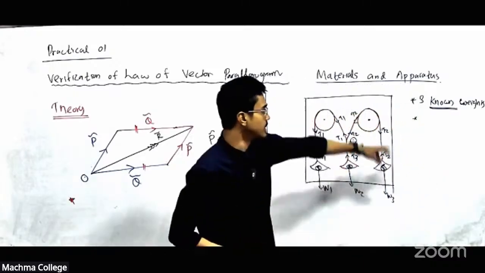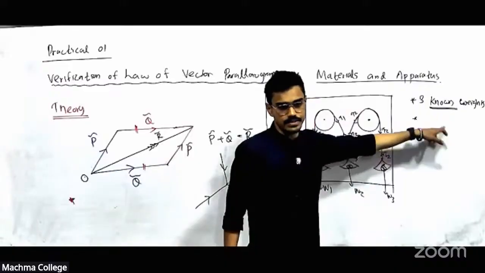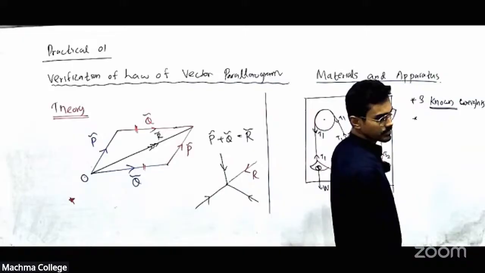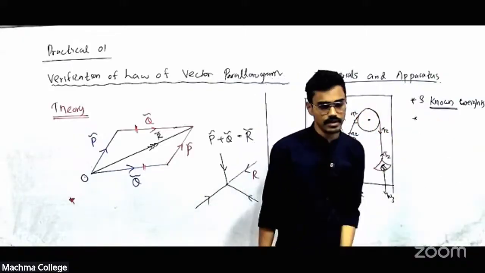Right? First one, 3 known weights. Second one, apparatus of vector parallelogram. Apparatus means this entire thing is called the apparatus.